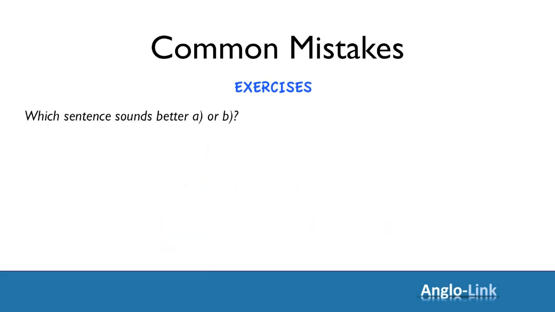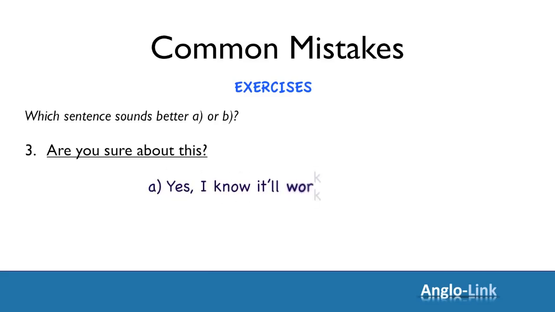Let's move on to our third example. Someone asks you, "Are you sure about this?" "Yes, I know it'll work." Or, "Yes, I know it's going to work." Take a moment to choose your answer. Correct. B. "Yes, I know it's going to work." Because you're sure about it. You know.